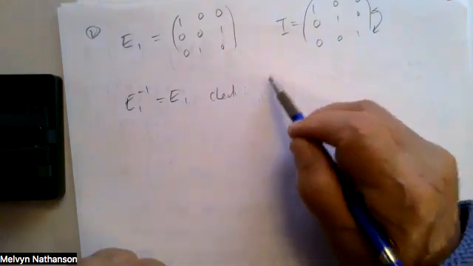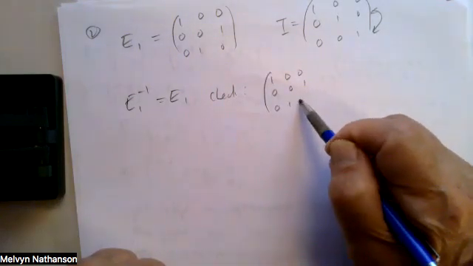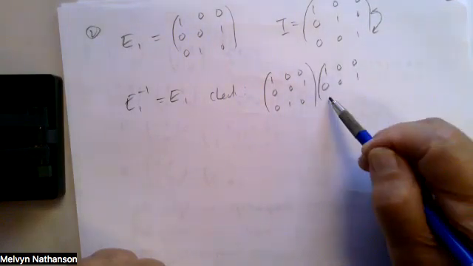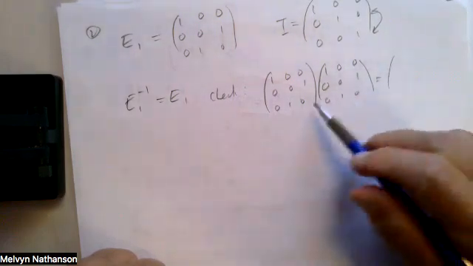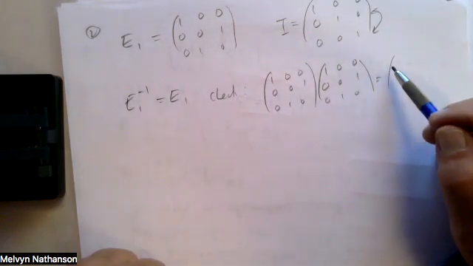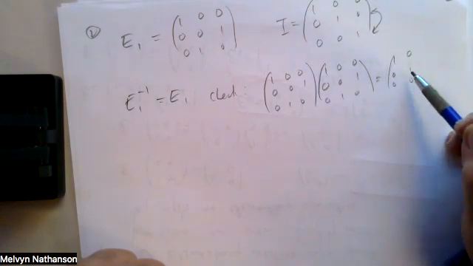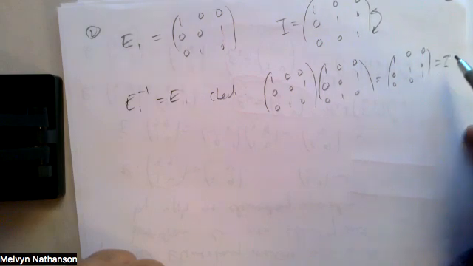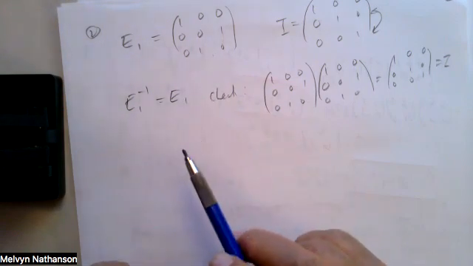So I take 1, 0, 0, 0, 0, 1, 0, 1, 0 times 1, 0, 0, 0, 0, 1, 0, 1, 0. If I multiply, I get 1, 0, 0, 0, 1, 0, 0, 0, 1. I get the identity. So the inverse of this matrix is itself.